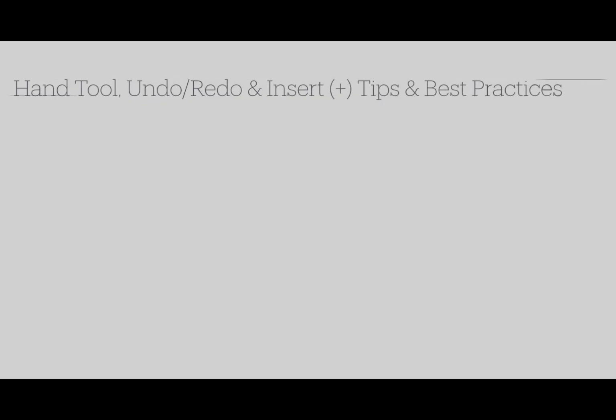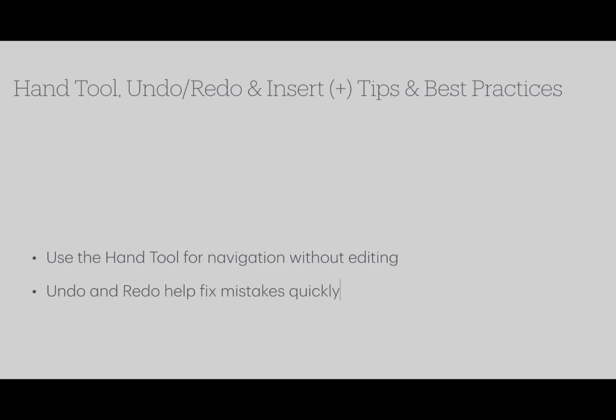Now for our tips and best practices. The hand tool is best for moving around pages without making changes. Undo and redo allow you to quickly correct mistakes, whether you're writing or placing objects. The insert menu gives you access to common tools without overcrowding your toolbar.